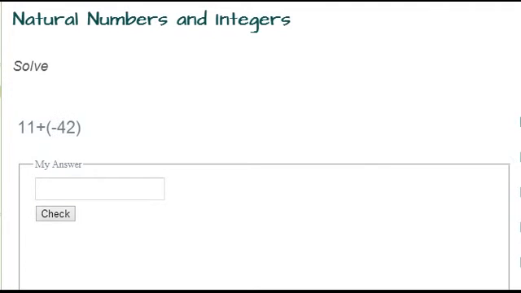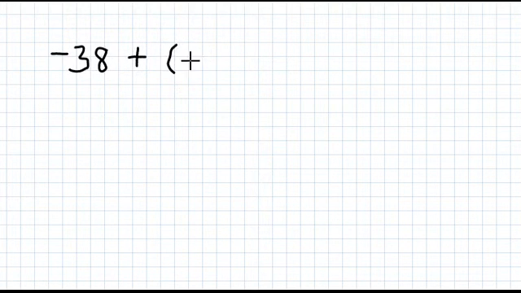Let's take a look at another one. We have 11 plus, and then in parentheses here a negative 42. If we were to drop these parentheses, a plus and a negative becomes negative. Let's go ahead and go to the marker board. Let me write out a different one here on the screen. So if I had a minus 38 plus, and then in parentheses I put, let's say, a negative 43.